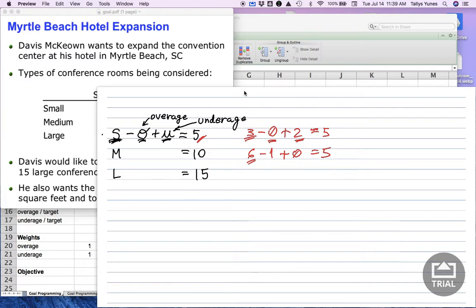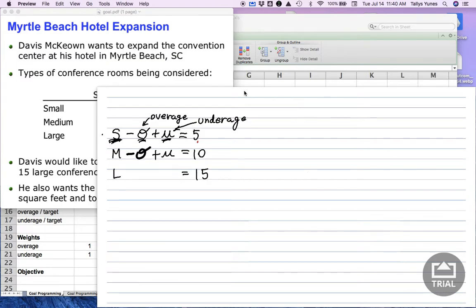So now once you understand this idea, we can simply apply this to all of the other constraints in the problem. So M, right? The same thing could happen to the medium rooms. If it's too large, there will be an overage. And if it's too small, there will be an underage.